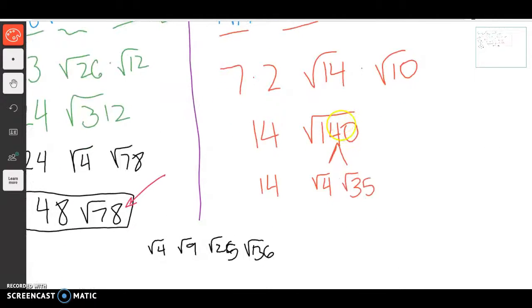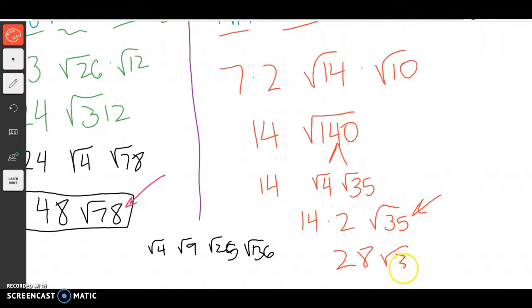At this stage right here, I would say, okay, well, 14, the square root of 4 is 2, and then we have radical 35. We found earlier that radical 35 doesn't reduce, so that's a good thing for us. And we know 2 times 14 is 28, so this would be my final answer.